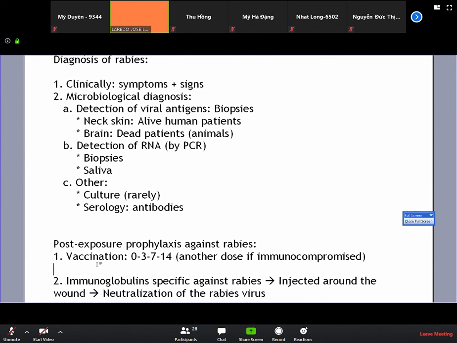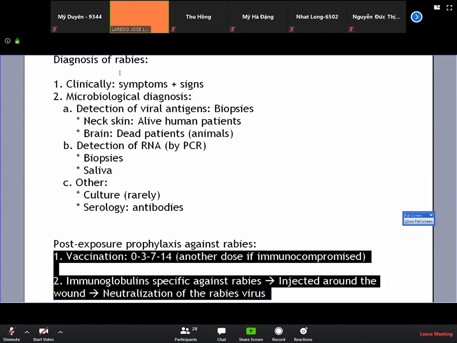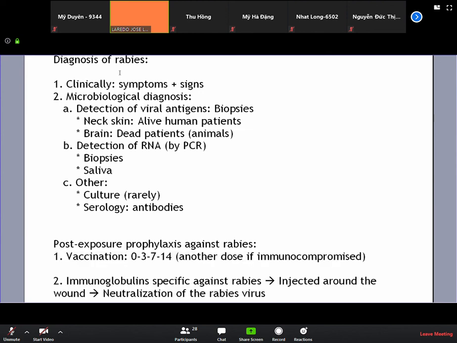So the purpose of vaccination is that you produce your own antibodies by yourself 5-7 days later, okay? This is post-exposure prophylaxis, and you must remember this perfectly, because this is very important and this is very common in Vietnam. You are going to do it many times.